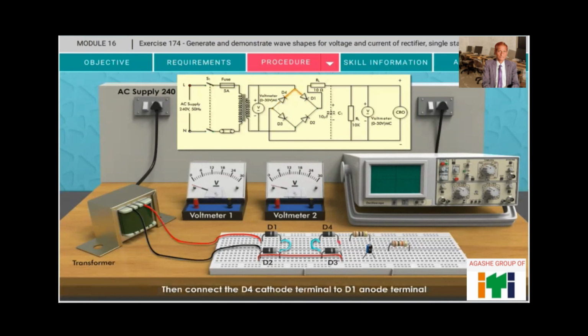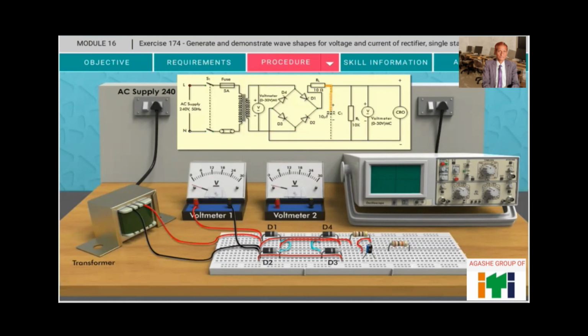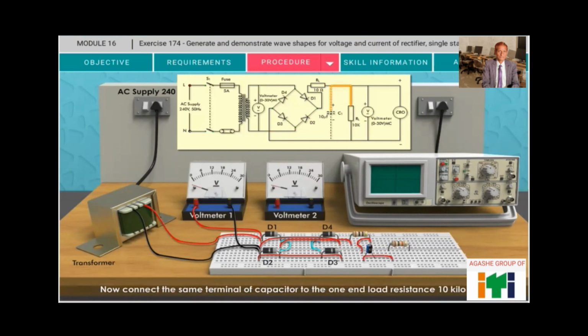The anode terminal of diode D1 is connected to the positive terminal of voltmeter 1. Now connect the anode terminal of diode D2 to the negative terminal of voltmeter 1. Join the diode D1 cathode terminal to one end of the resistor 10 ohm. Connect the other end of the resistor 10 ohm to the positive terminal of capacitor. Now connect the same terminal of capacitor to one end of the load resistance 10 kilo ohm. The same terminal of resistance is connected to the positive terminal of voltmeter 2.